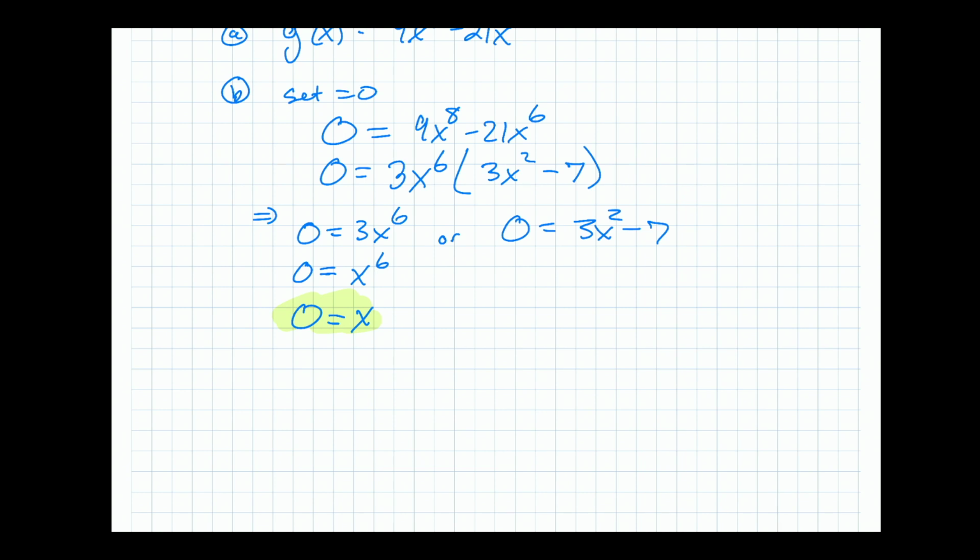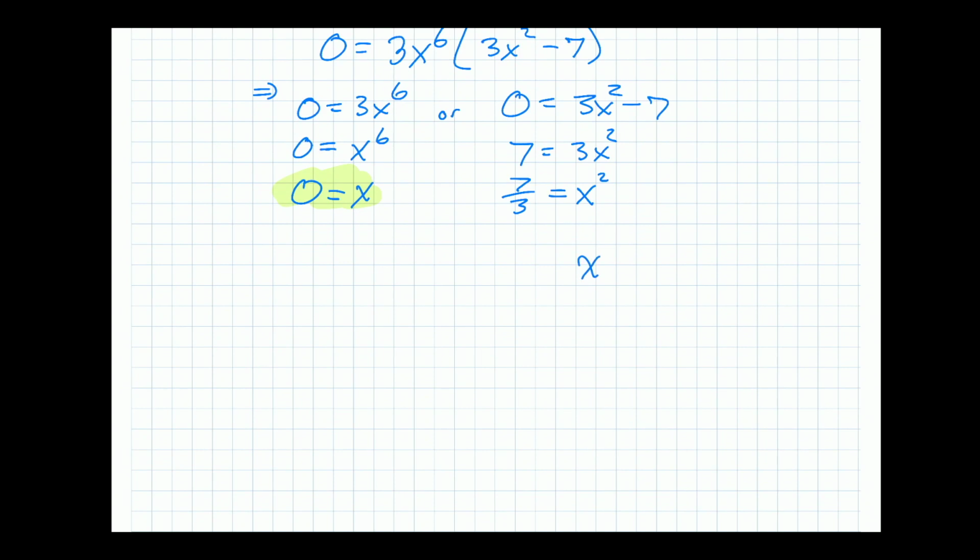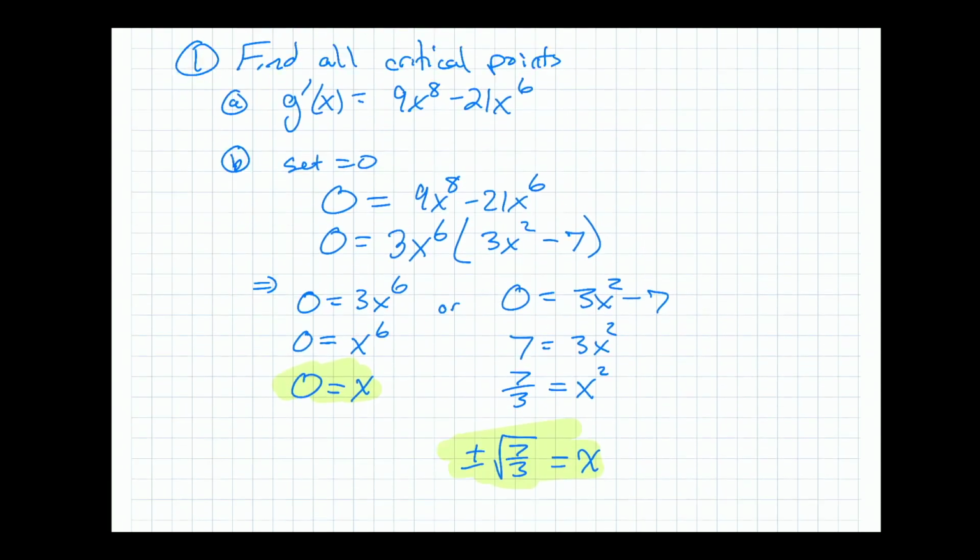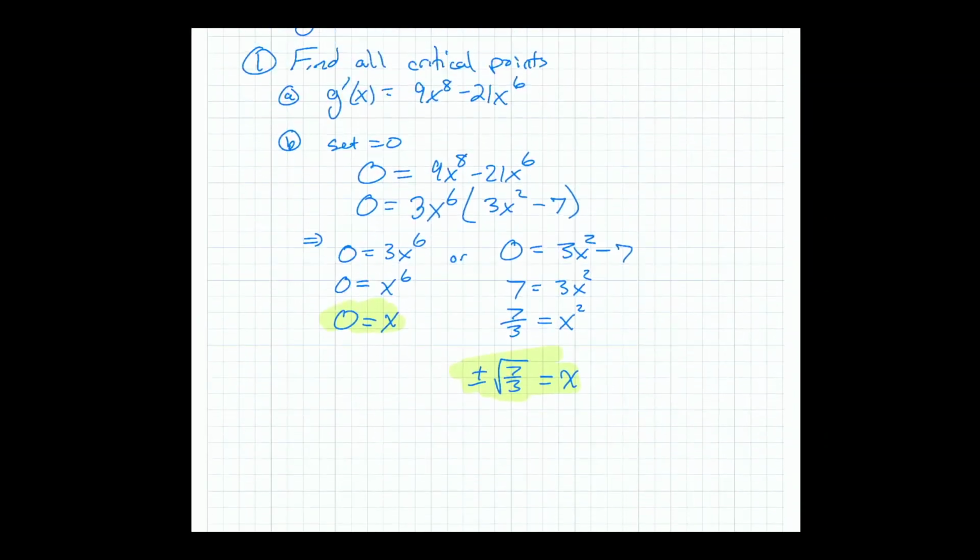Let's find some others. So we got 0 equals 3x squared minus 7. So move the 7 over, 3x squared. Divide both sides by 3. So we have 7/3. Square root. When you square root, though, you get a plus or minus: plus or minus square root of 7/3. So there's actually 2 critical points there, plus x equals 0, for a total of 3 critical points. All right, so we got all the critical points.